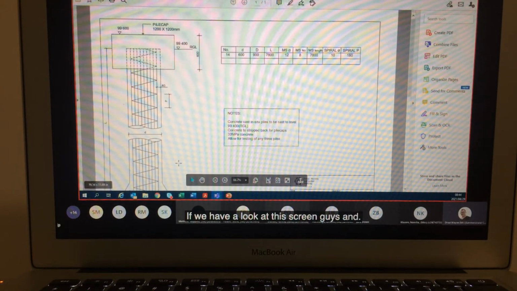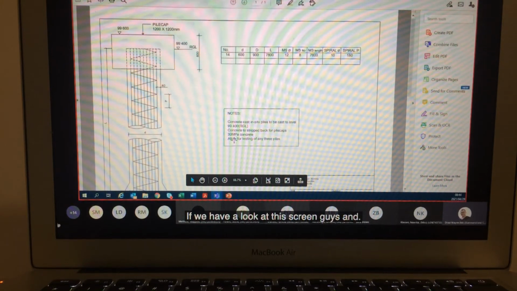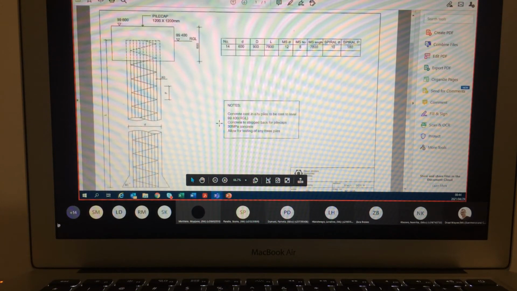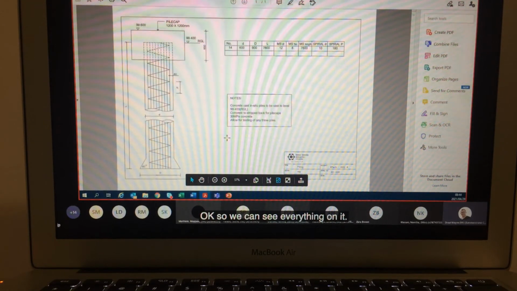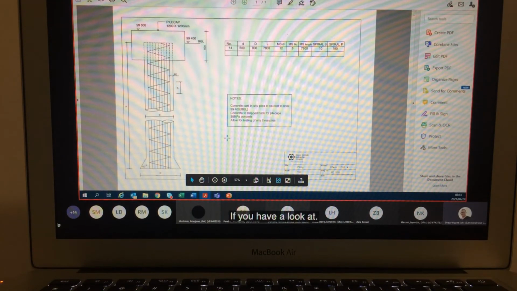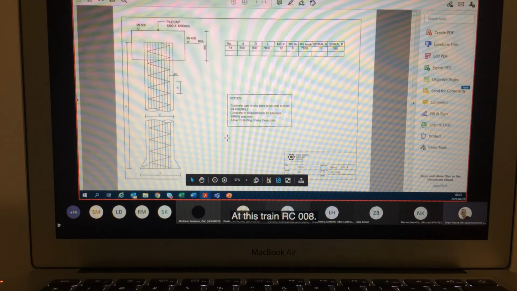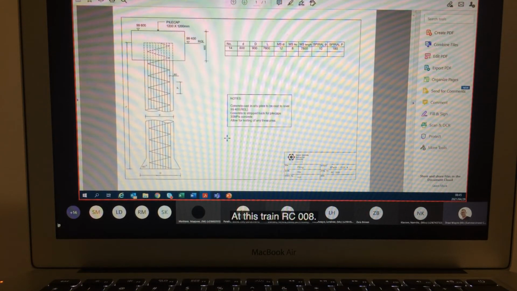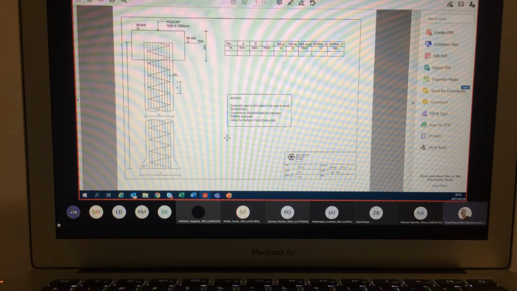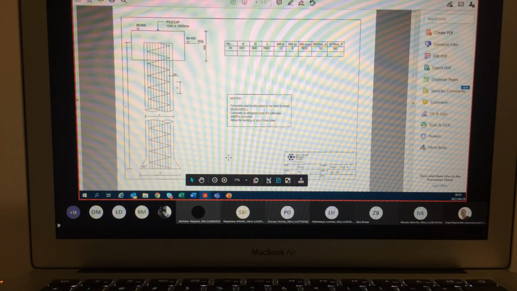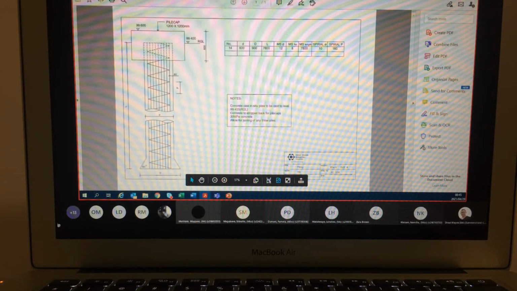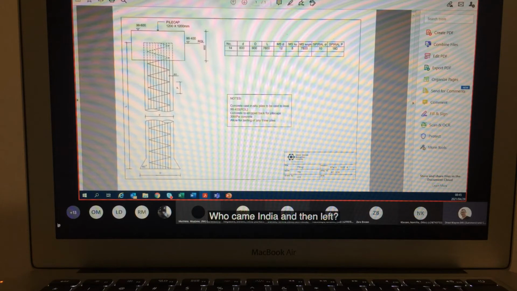Okay, if we have a look at the screen, guys, I'll just have to reduce it somewhat. Okay, so we can see everything on there. If we have a look at this drawing RC008, what we need to look at is who came in here and then left.